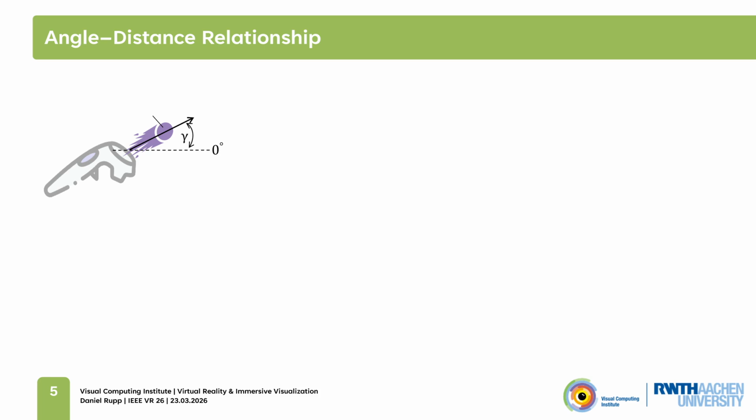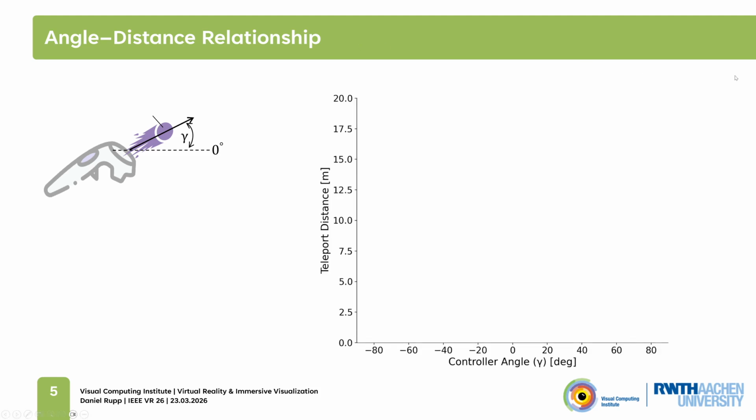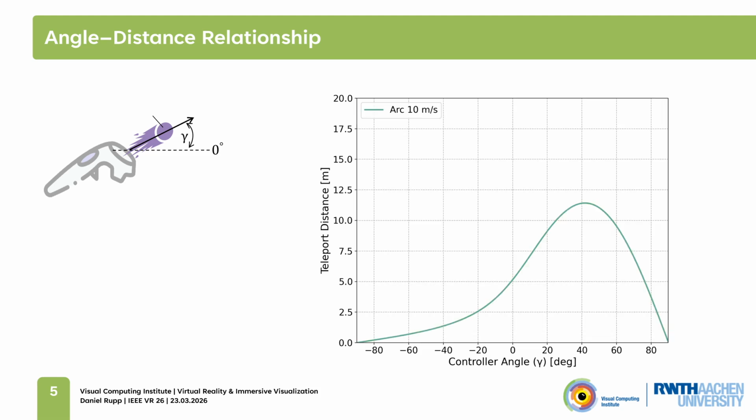We can already get some insights to answer our research question by just looking at the math behind the projectile motion equation. If we plot the teleport distance on the y-axis and the controller's angle gamma on the x-axis, we get something like this. In our case, a value of -90 degrees means that the controller points straight down, 0 that it is parallel to the ground, and at around 45 degrees we reach the maximal distance that we can teleport to. So what can we learn from this plot?